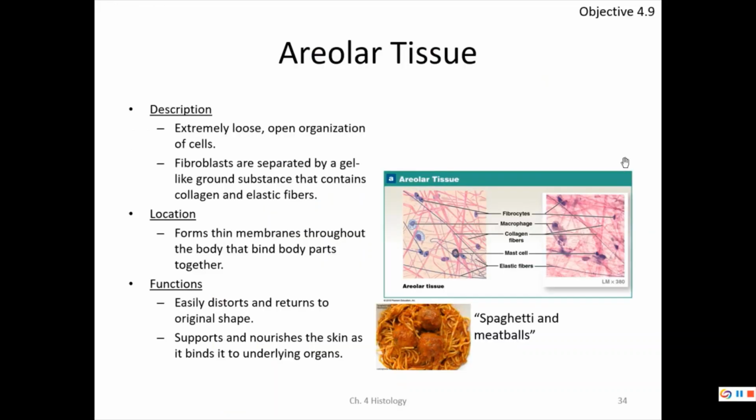Or some people say it looks like what you find in your lint trap in your dryer. Now, they are a very loose, open organization, we say. There are fibroblasts. There's a very jelly-like material with a bunch of cells and elastic fibers. Now, where do we find it? It's found through the thin membranes of the body. And it helps to do things like distort and return to shape. It's what also nourishes your skin and any other organs.